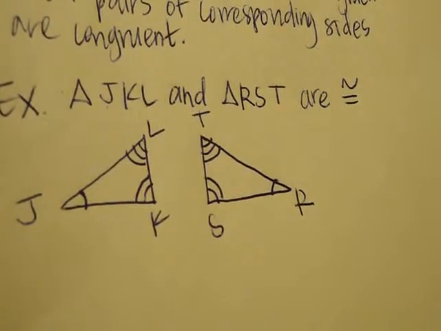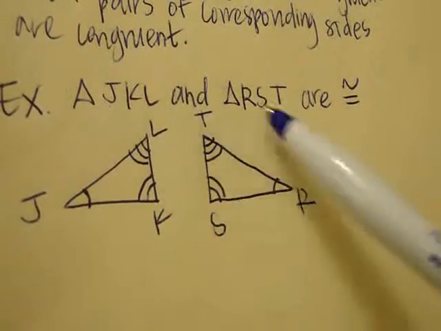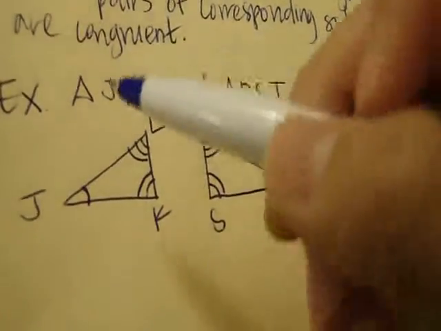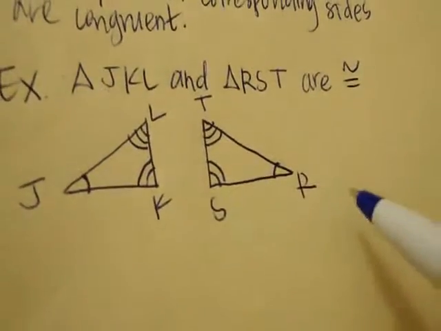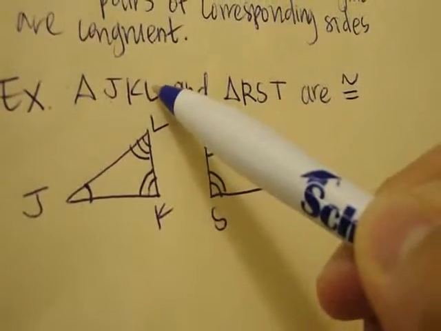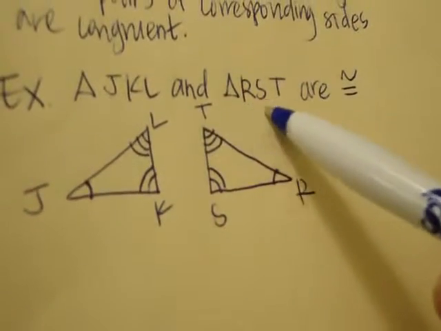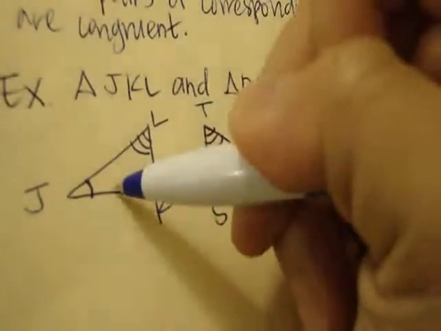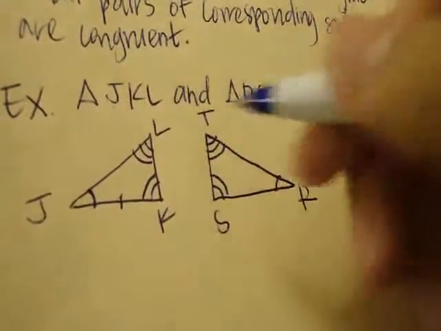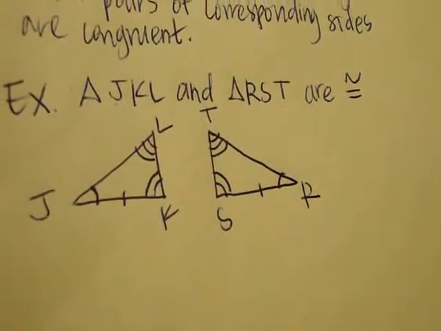Okay. Not only that, but we know that since these two triangles are congruent, their sides are also congruent as well. And again, we look at the order of the letters in the way that they're written, and we see that side JK corresponds with side RS. So I'm going to go ahead and just put a little dash right here and right here to indicate that these two sides are congruent to each other.